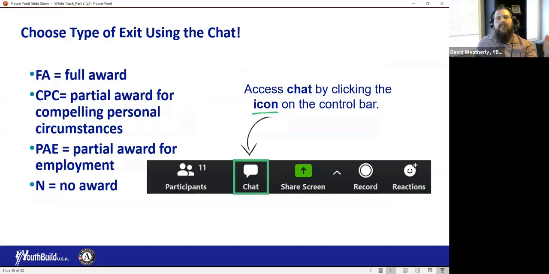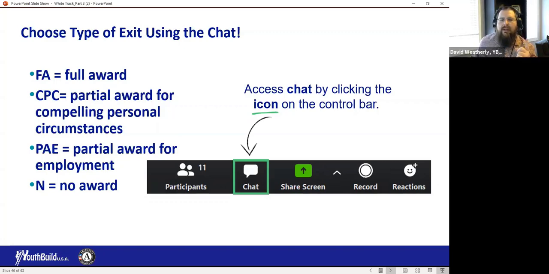So first, the rules. You're going to choose your type of exit by using the chat. Indicate with the letters FA for a full award, CPC for a partial award for compelling personal circumstances, PAE for a partial award for employment, and IN for no award. These are the only acceptable responses, and anything else will be thrown out and considered incorrect.